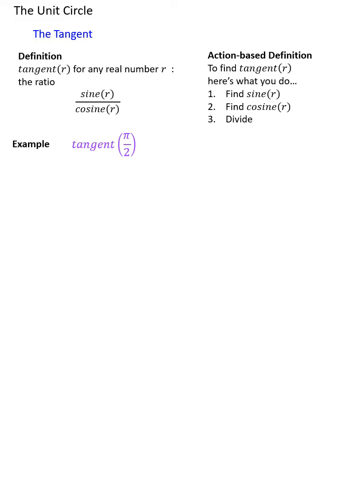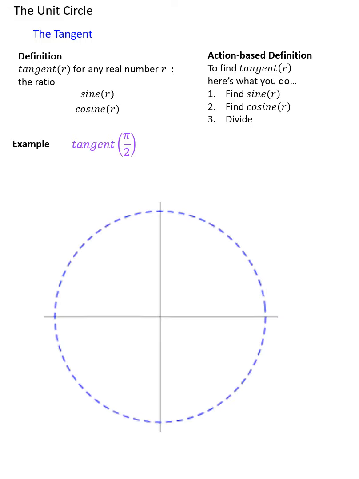Let's look at the tangent of pi over 2. Here's my unit circle. Here's an arc of length pi over 2. You may recall that this is a quadrantal angle. Here's the terminal point. That point is 0, 1, as we've discussed a few times before. But now let's look at our action-based definition in the corner.